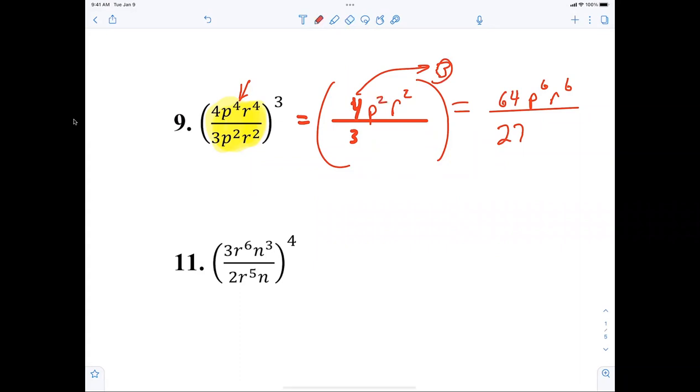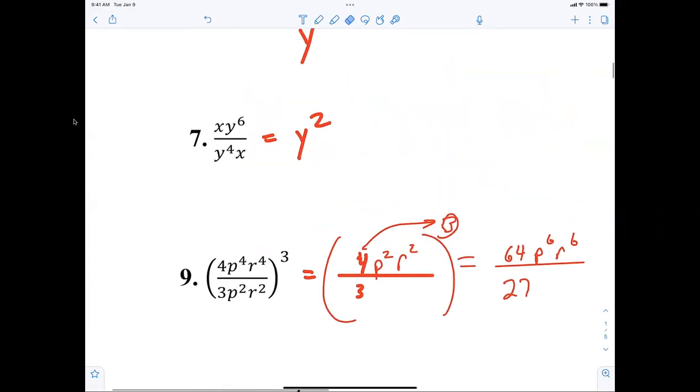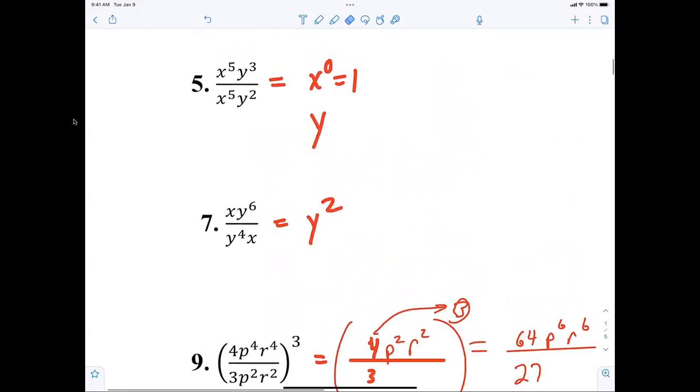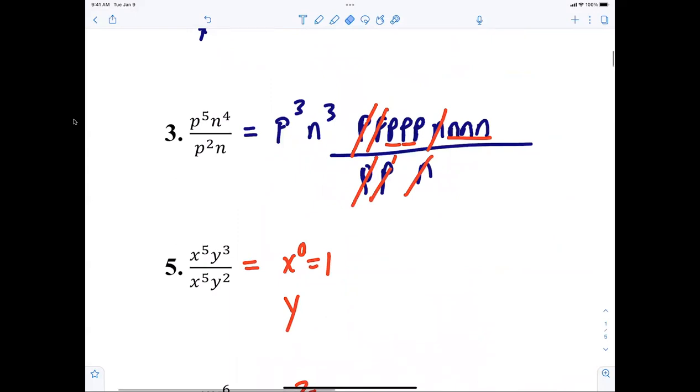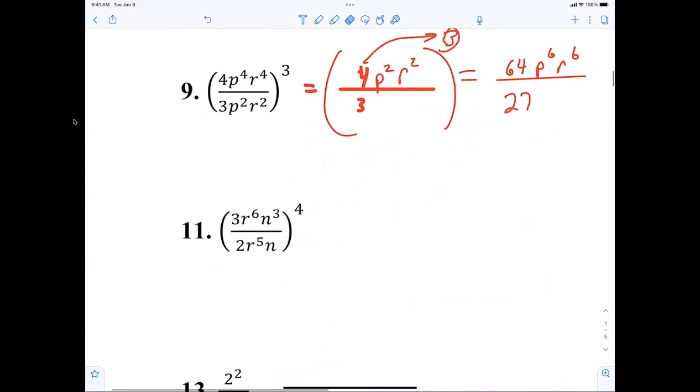Because over here it's 4 and 2. Because it's still a fraction. Oliver, what do you mean it's still over a fraction? Did you understand 7? Did you understand 5? Did you understand 3? What is the problem with number 9? Never mind. P to the 4th over p squared is p squared. R to the 4th over r squared is r squared. Subtract the exponents.